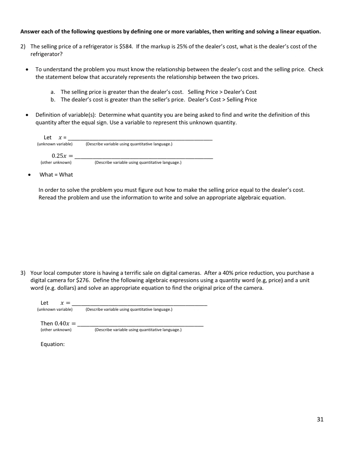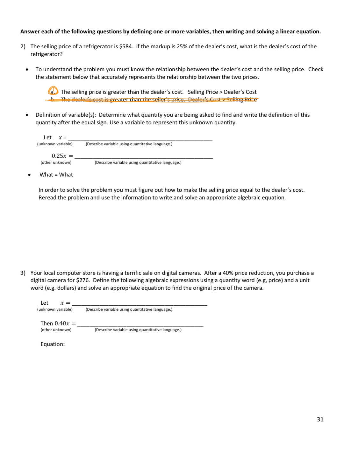What is the dealer's cost of the refrigerator? Okay. So to understand the problem, you need to know the relationship between dealer's cost and selling price. So the selling price is greater than the dealer's cost, right? So Home Depot is going to sell it for more than they bought it for. The selling price is what you would pay. Dealer's cost is what Home Depot paid. And then the dealer's cost is greater than the selling price? No. Okay, so A is the correct answer here. The selling price is greater than the dealer's cost.